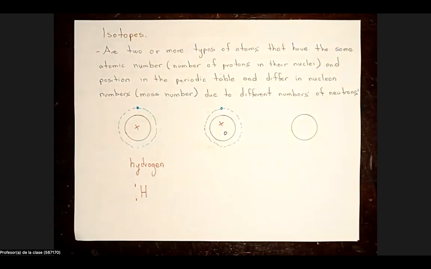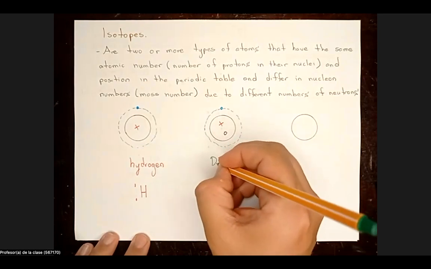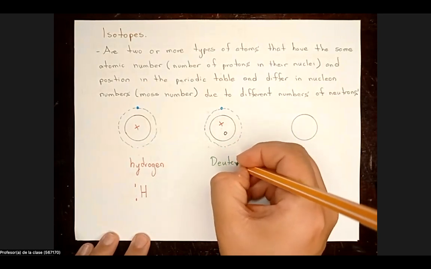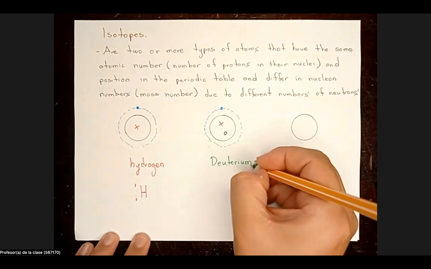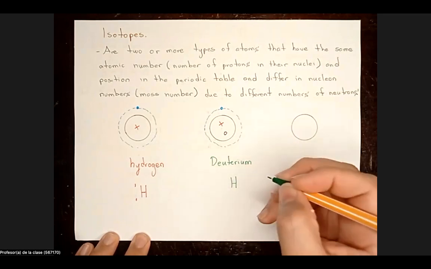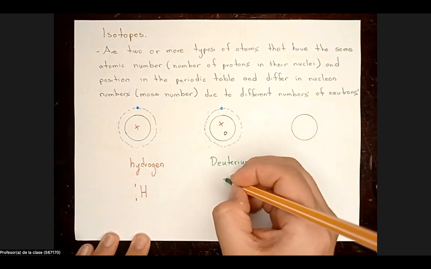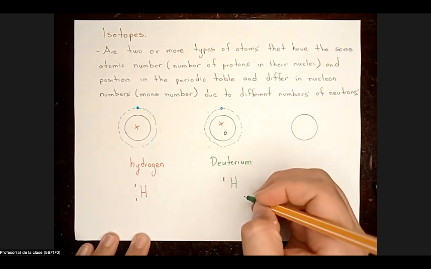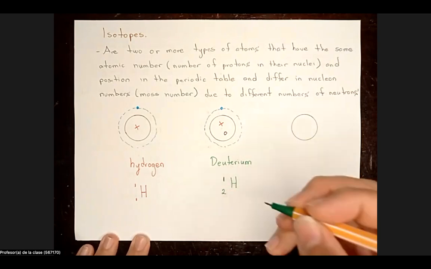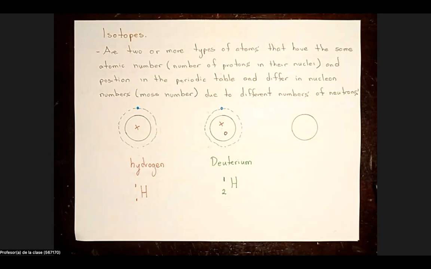Okay, now I am making an isotope, and it's called deuterium. Deuterium also will be an H, but in this case, 1 and 2 will be its numbers, because now we have one neutron inside the nucleus.